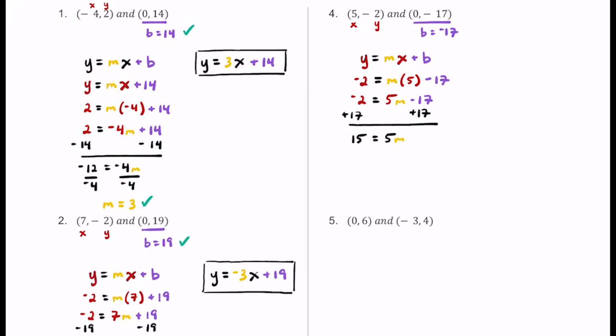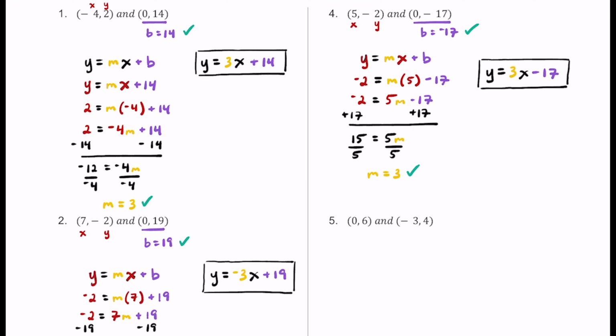Then to get m completely alone, we should divide both sides by 5. So 15 divided by 5 is 3, 5 divided by 5 is 1, so we have 1m. And we can say that m is equal to 3, which is the slope. So m is 3, b is negative 17, so we have everything we need to write our linear equation and write y is equal to 3 times x, or 3x, and then minus 17. That's our y-intercept. So our linear equation is now complete, written in slope-intercept form.